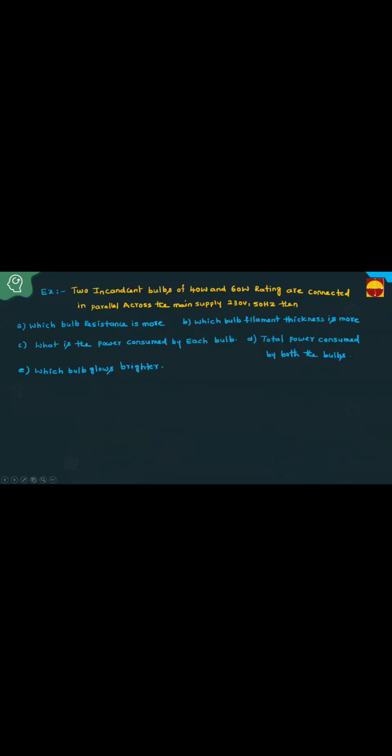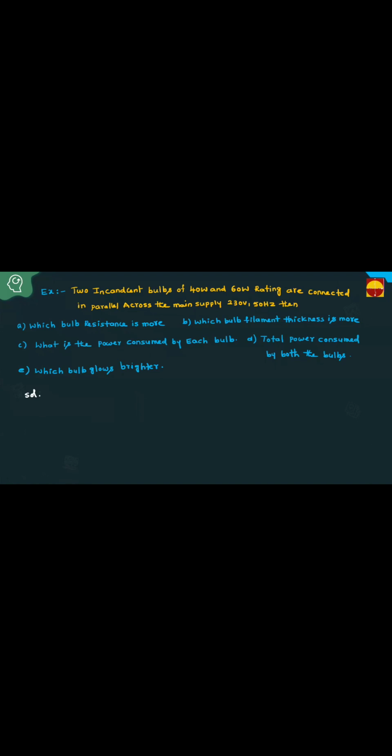two incandescent bulbs of 40 watt and 60 watt rating are connected in parallel across the main supply, 230 volts, 50 Hz. Which bulb resistance is more? Which bulb filament thickness is more? What is the power consumed by each bulb? Total power consumed by the bulbs. Which bulb glows bright? Totally five questions are there. These are the possible questions.